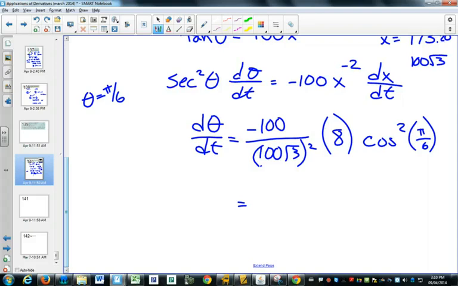When I square this, one of the hundreds is going to cancel out with the other 100. The root 3 is going to square to give me 3. So I'm going to get 1 over 300 here. Times by 8, I'm just going to write that. It's 8 over 300. And then cos squared of pi over 6. If cos of pi over 6 is root 3 over 2, cos squared would be 3 over 4.